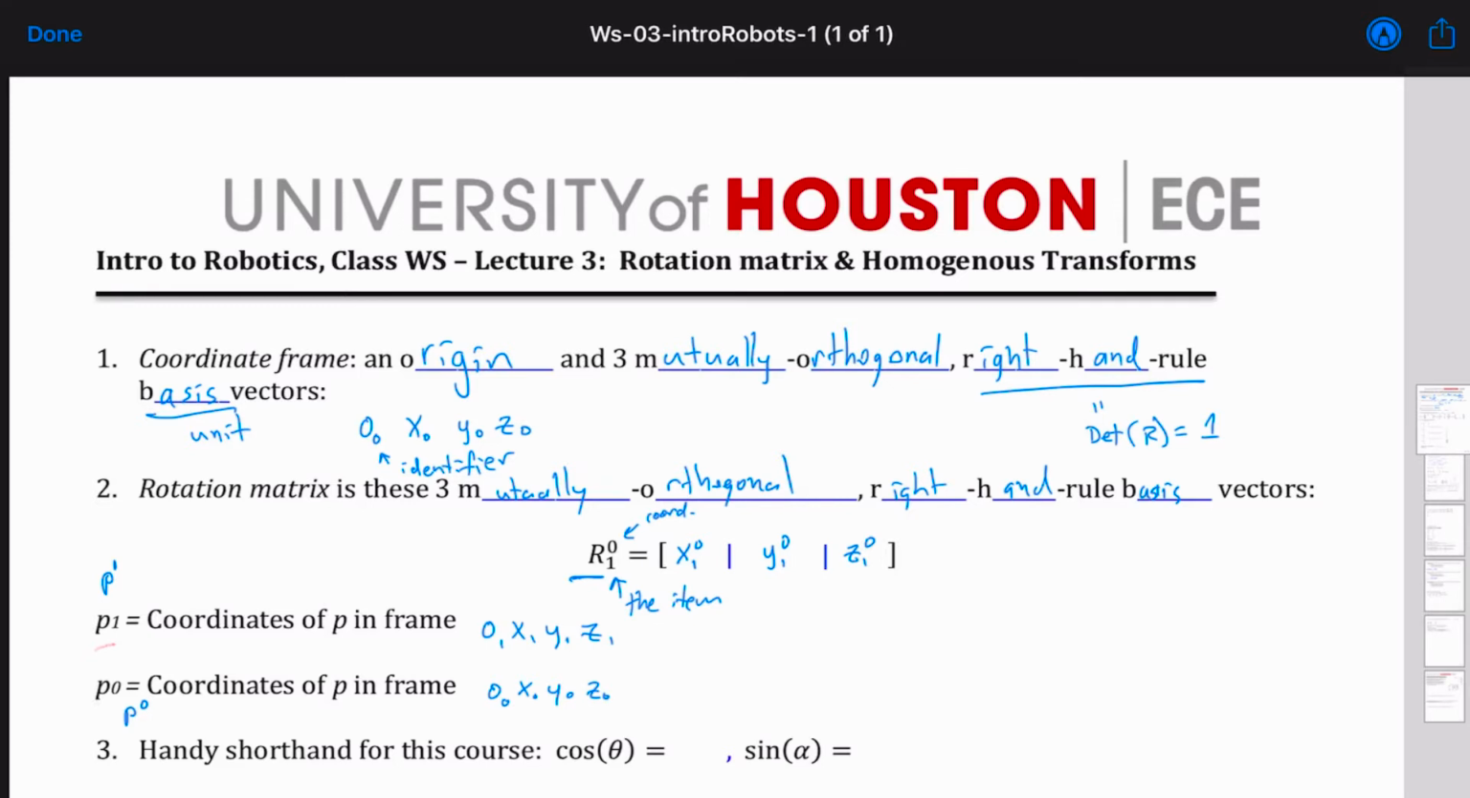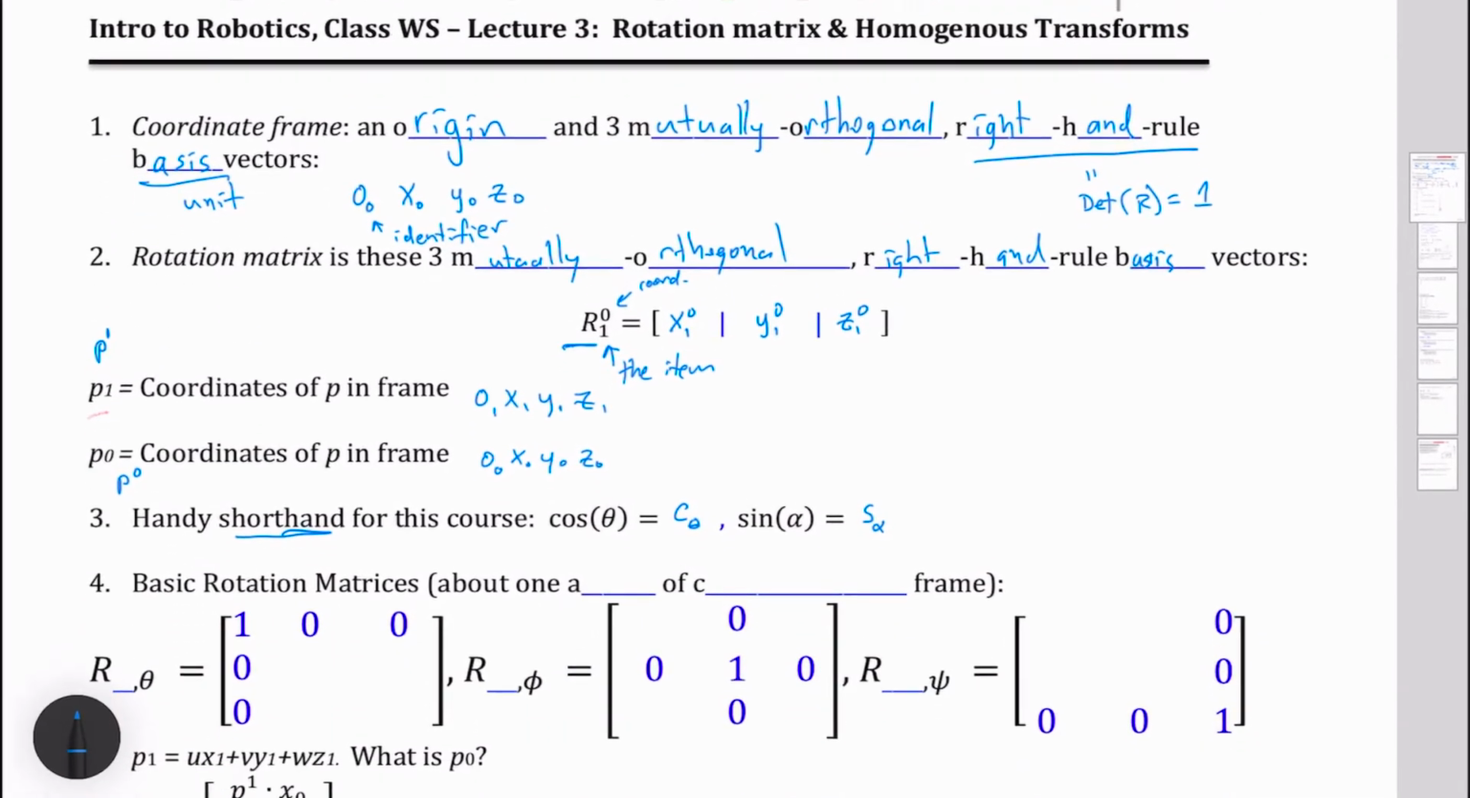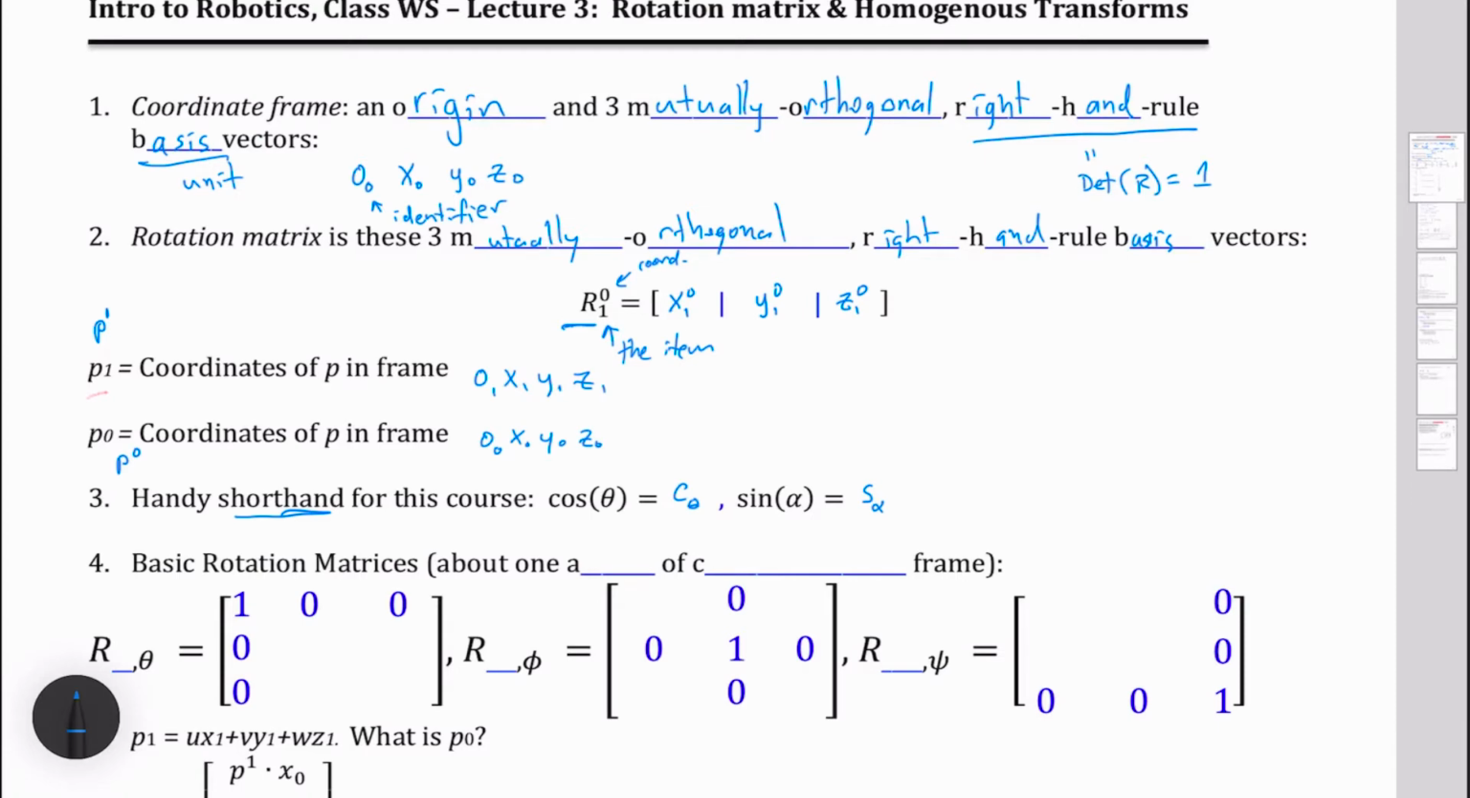Now, before we go any farther, we're going to need a handy shorthand because it'll take us forever if we write down these cosines. So if I'm talking about cosine of theta in this course, I'm going to write it as C subscript theta. If I'm talking about something like sine alpha, we'll just write S subscript alpha, and then we will know from context that we are taking the sine of alpha, or whatever the subscript is. So now it's time to talk about these basic rotation matrices that are about one axis of the coordinate frame, because from these we can build many other matrices.